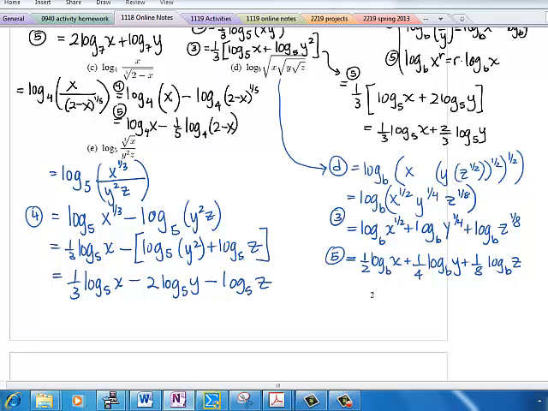So let's see, we used property 3 on this line and then property 5 on that line. Actually, we used 5 and 3 in the second line.